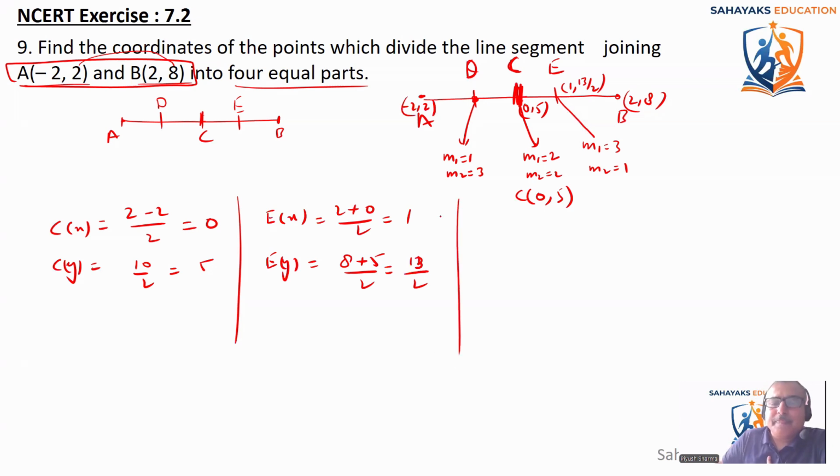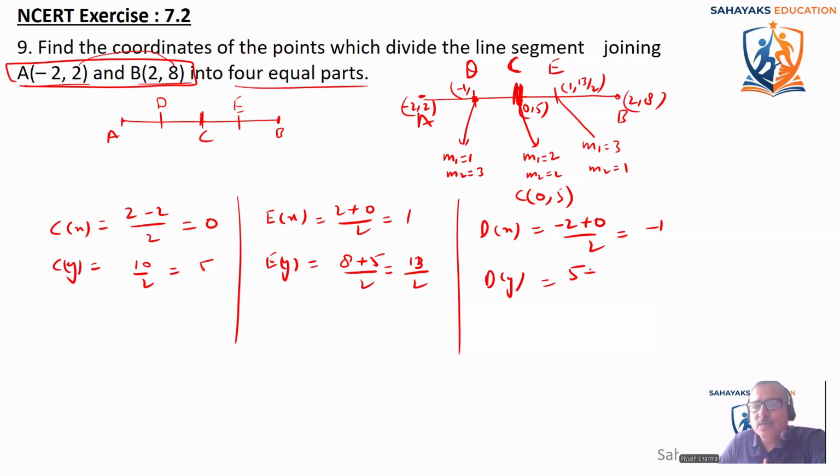Okay. Now we'll find D. D is a midpoint of A and C. So let's find from there. Dx is equal to (-2 plus 0) by 2, so it comes out to be -1. And Dy will be (5 plus 2) divided by 2. It comes out to be 7 by 2.